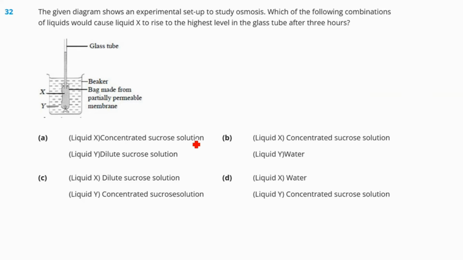Concentrated sucrose solution, dilute sucrose solution. Dilute sucrose solution, no, because both are sucrose, not possible. Concentrated sucrose solution, water. This can be a probable one. Dilute, no, not possible. Water and then concentrate, no. So our correct answer is option B, because always keep this in mind: in osmosis, water, the liquid, goes from the highest concentration to the lowest concentration, right? So that will be B.